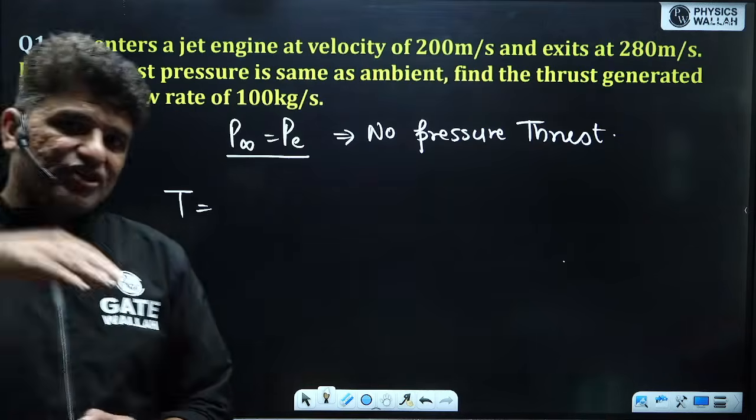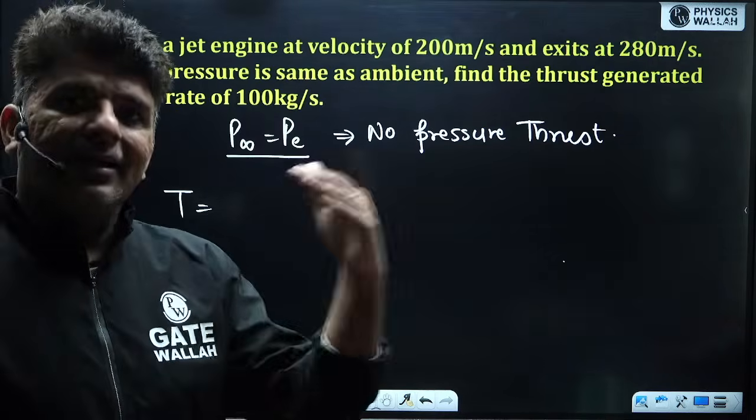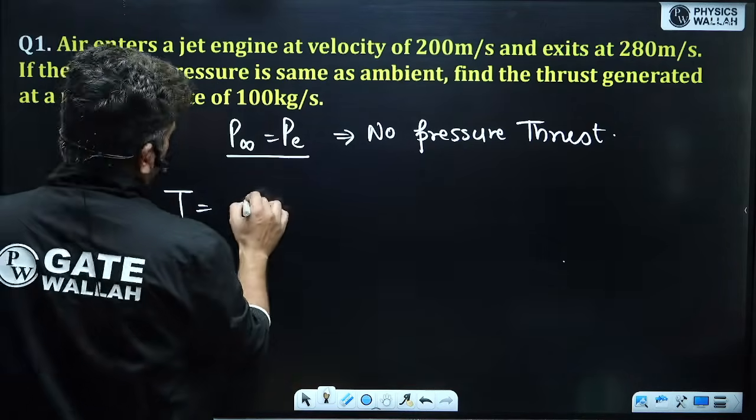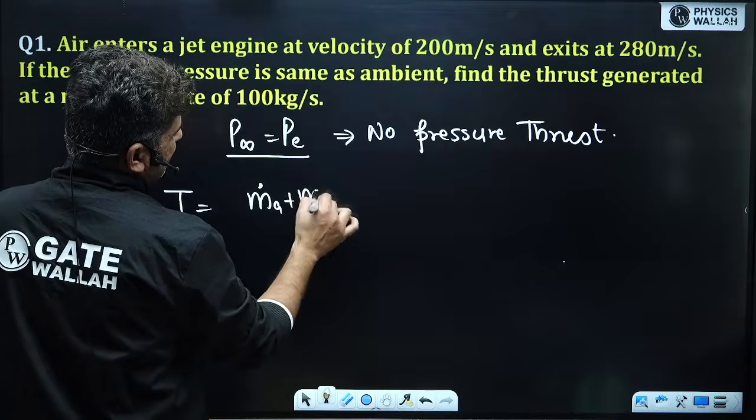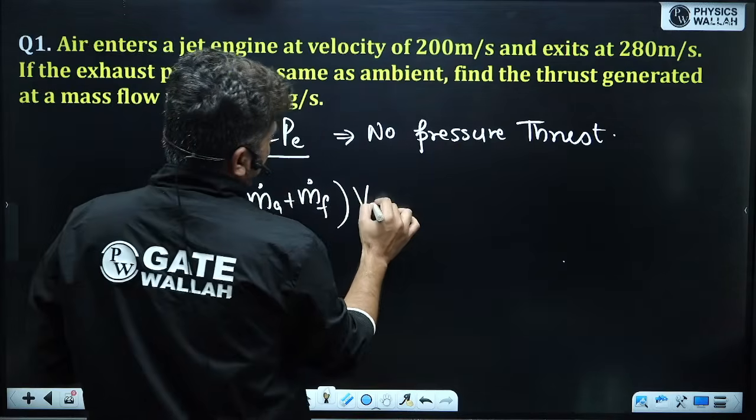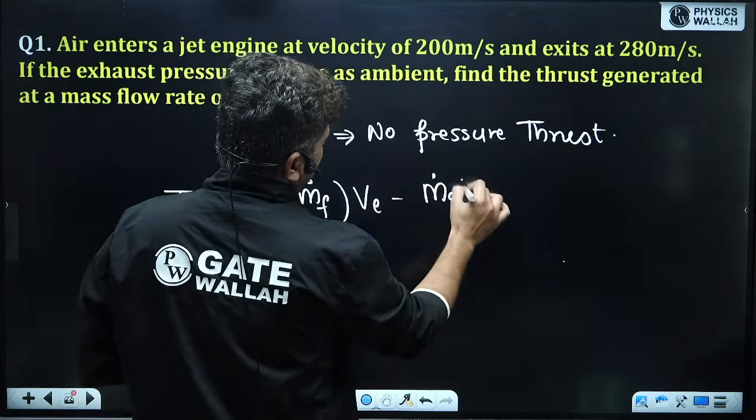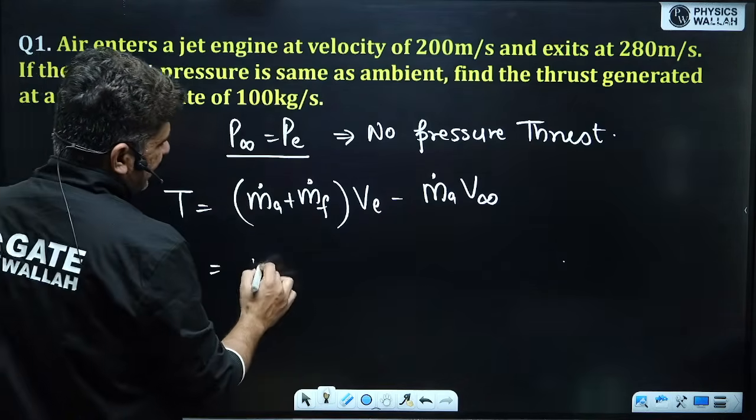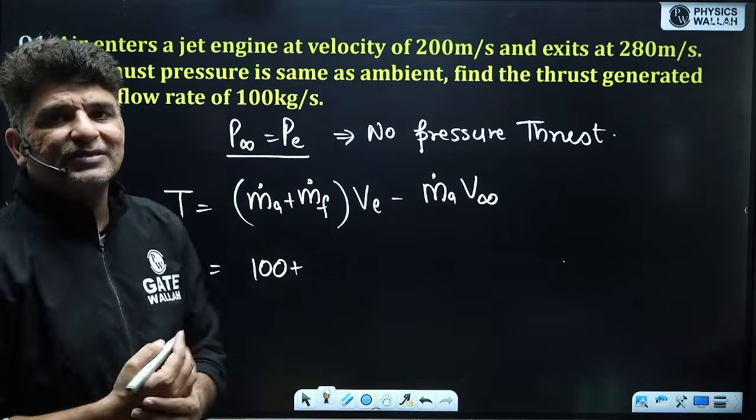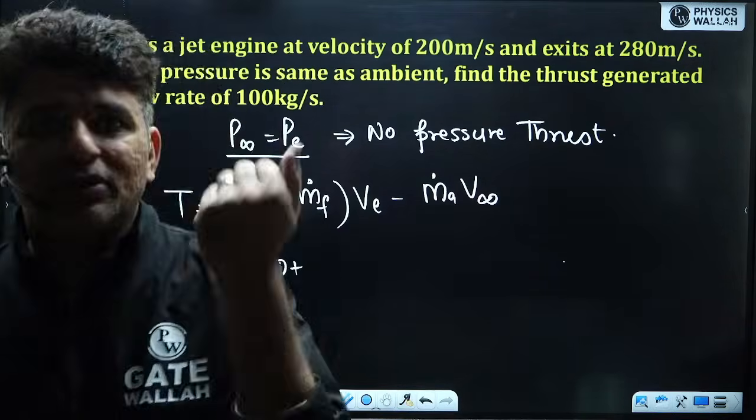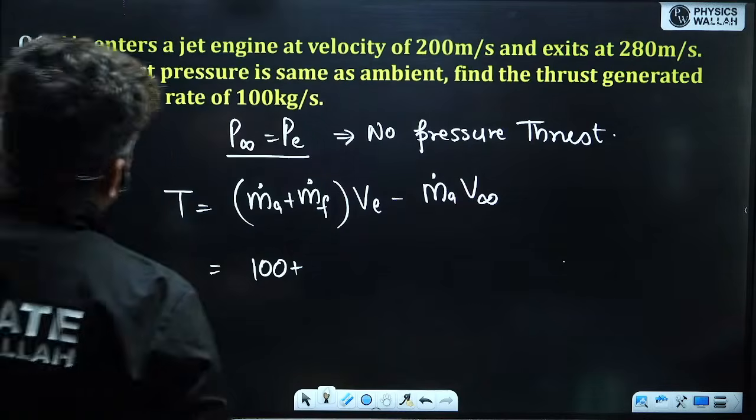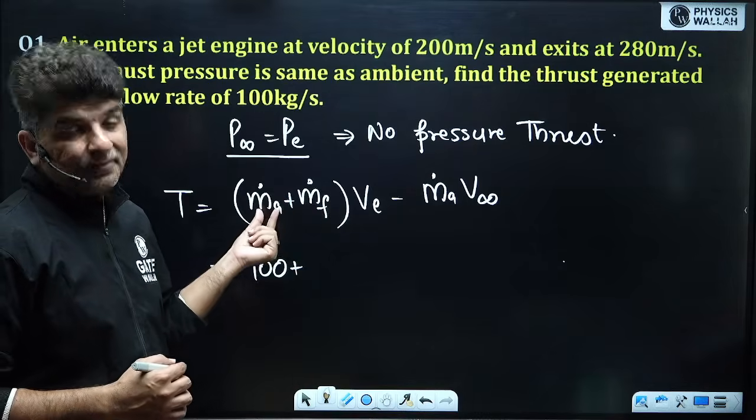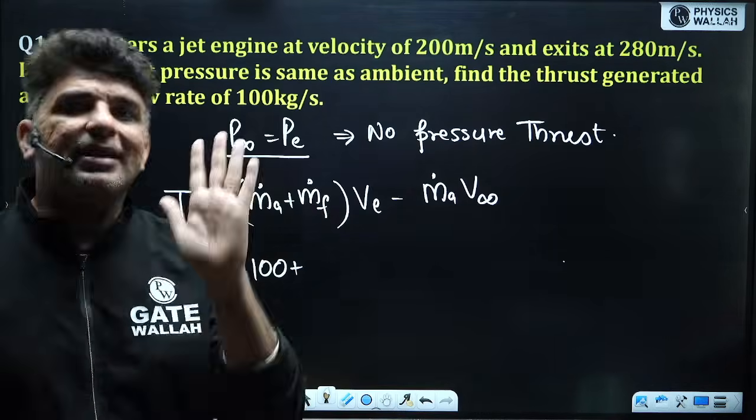So there is air which is entering inside, and that air is accelerated. We know that thrust will be equal to mass flow rate of air plus mass flow rate of fuel, multiplied by V exit, minus mass flow rate of air into V infinity. Since he has given you the mass flow rate of air as 100 kg per second, but has not given you the mass flow rate of fuel, we will neglect it. In real cases also, the mass flow rate of fuel is very, very low compared to the mass flow rate of air, and because of that, we generally neglect it.